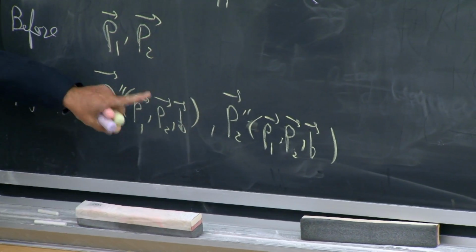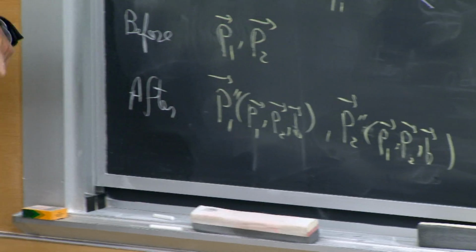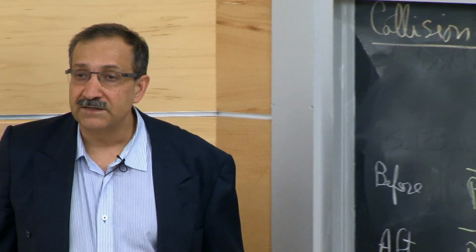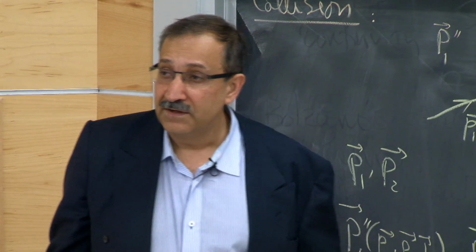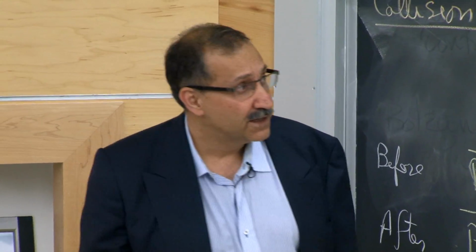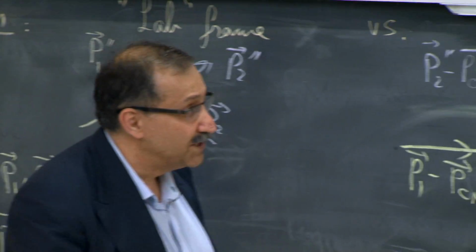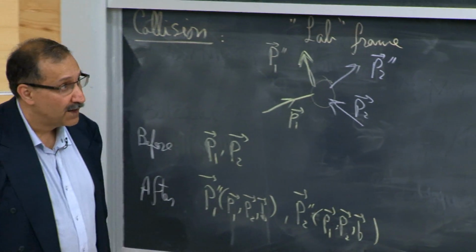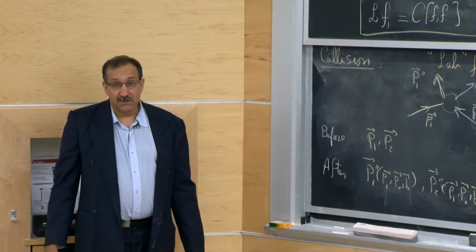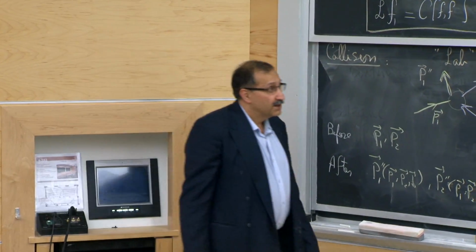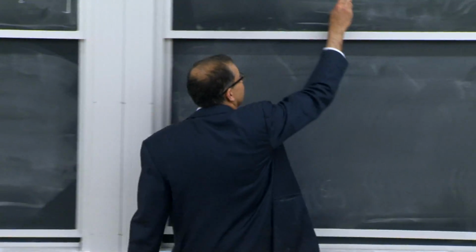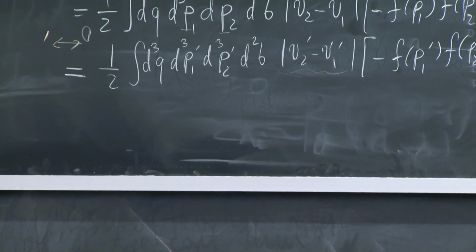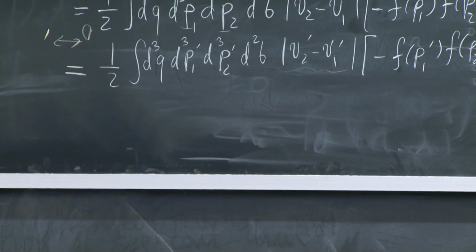Here I had p1 double prime, p2 double prime, but up to inverting some signs, etc. This is the kind of functional relationship that you have between p primes and p's. Okay? So now we have to worry about a number of things. The simplest one is actually what happened to this factor here, the relative velocity.